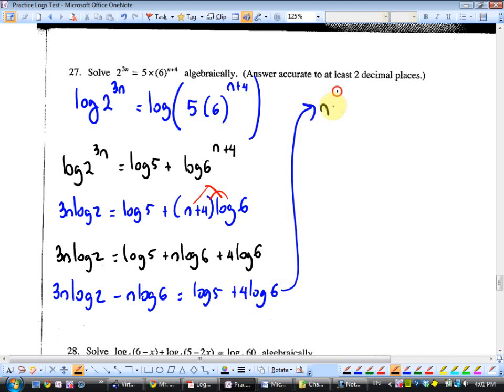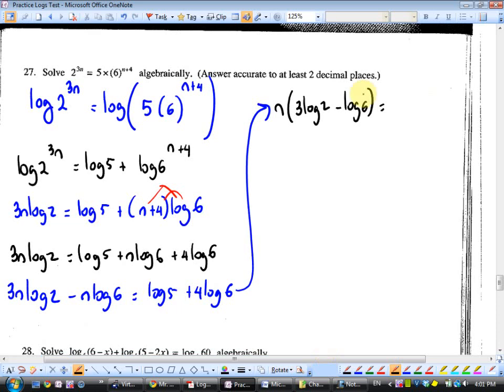N bracket 3 log 2 minus log 6 equals... log 5 plus 4 log 6. Hey, Mark, let's take it home. What's happening between the end and the bracket mathematically? So how do I move it over?